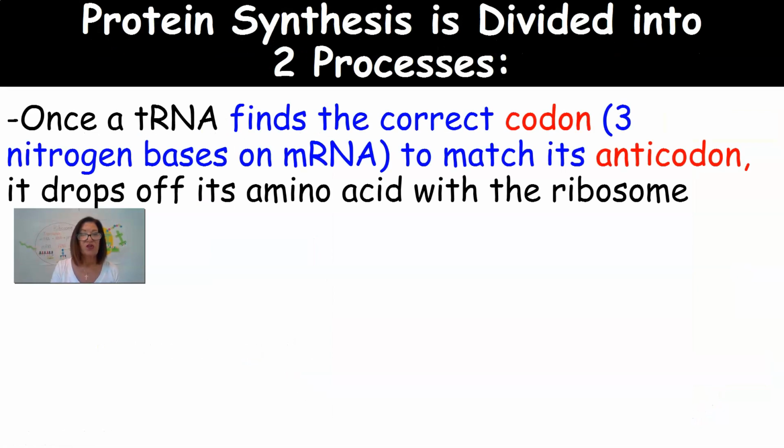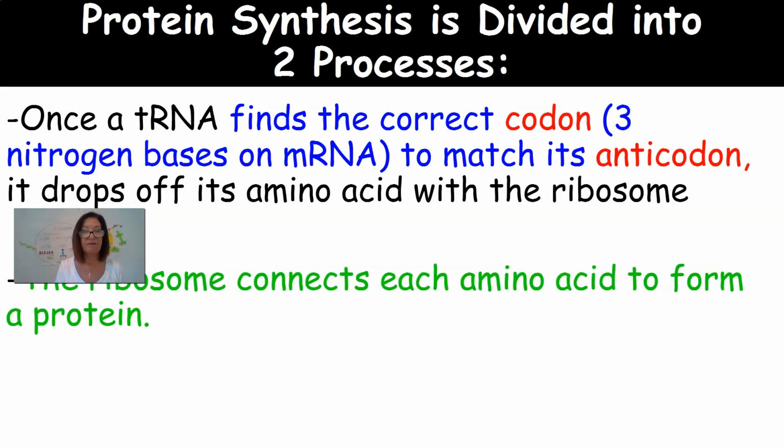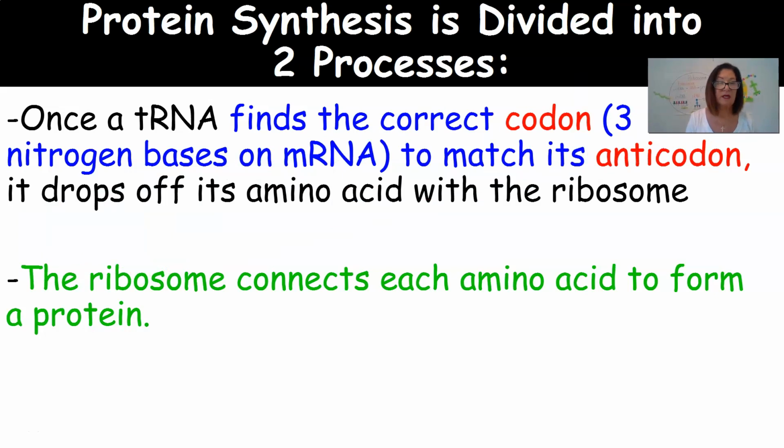Okay, so once the tRNA finds the correct codon, because the tRNA has the anticodon, it's going to match up with the codon to make that amino acid. The ribosome will then connect each of these amino acids to form that protein.